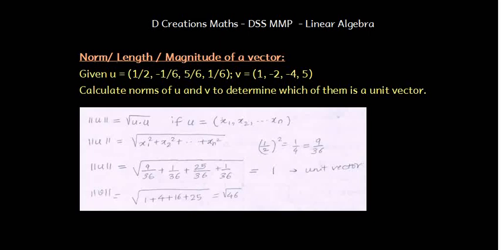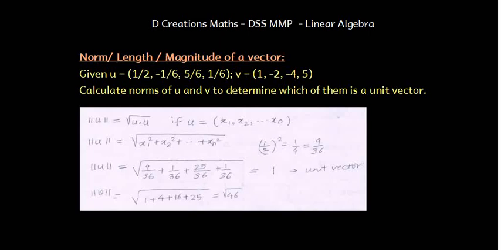And the addition turns out to be 36 upon 36, which is 1. So obviously its square root is 1. So this leads to a concept of unit vector. If the magnitude of a vector is unity, then you can call this a unit vector. So you have found out the norm of the vector, and from that you have determined that this vector u is indeed a unit vector.